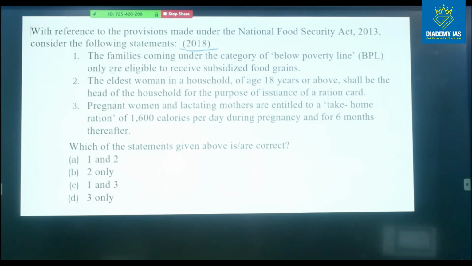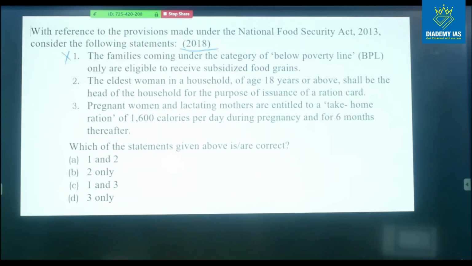First statement, which says the families coming under the category of BPL are eligible. No. So we have two categories, AAY, and we have priority household. So AAY get 35 kilogram on household basis per month, and priority category get 5 kilogram per person per month.